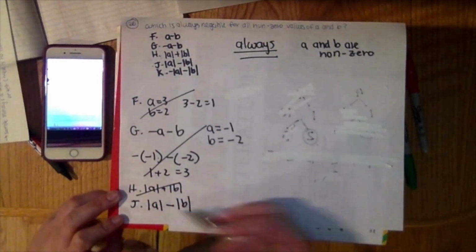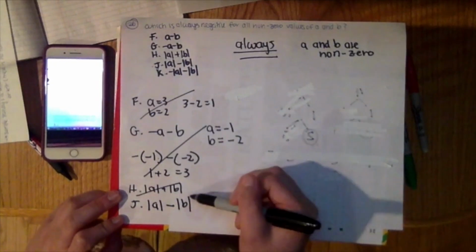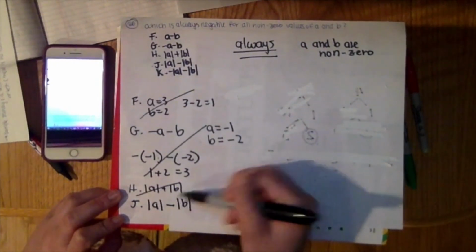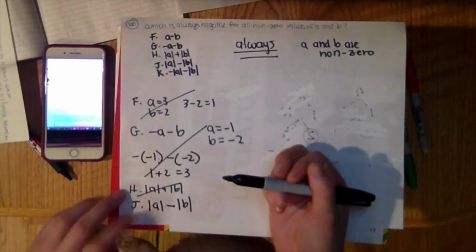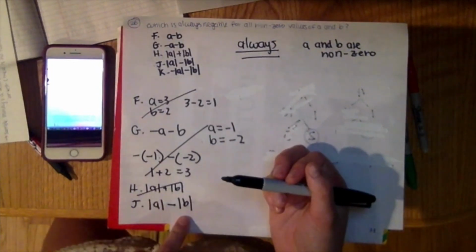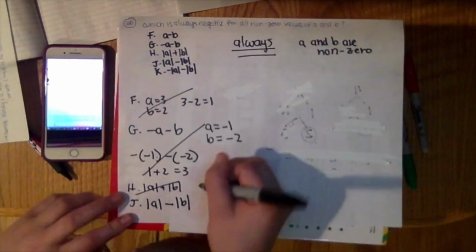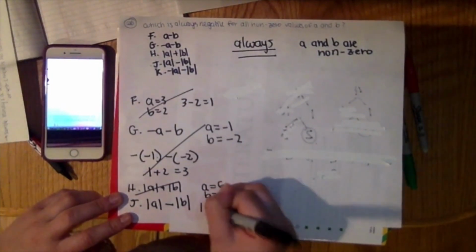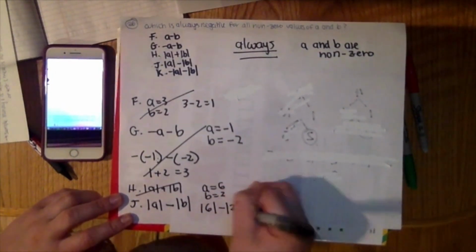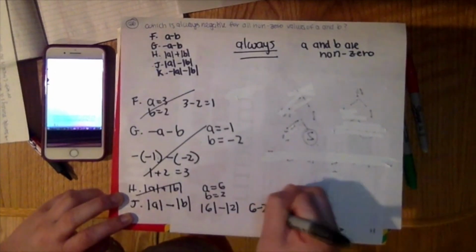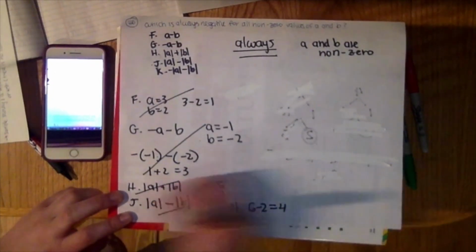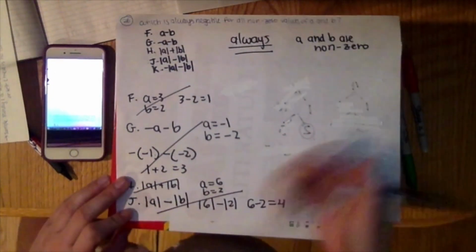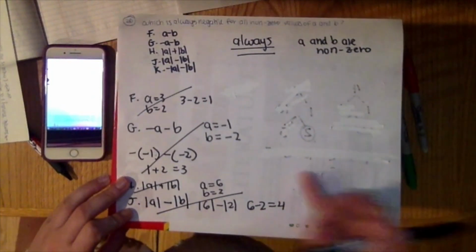J, absolute value of A minus the absolute value of B. Here we do have subtraction of a positive number because of the absolute value. But if the first number is bigger, then it's not going to work. For example, if A equals 6 and B equals 2, we're going to have the absolute value of 6 minus the absolute value of 2, which is 6 minus 2, equal to 4. That's positive. Nope.